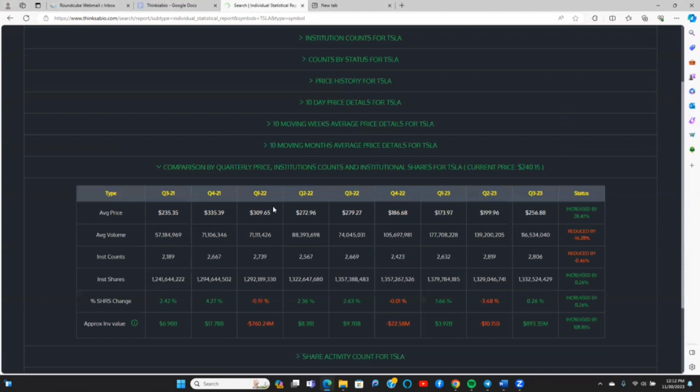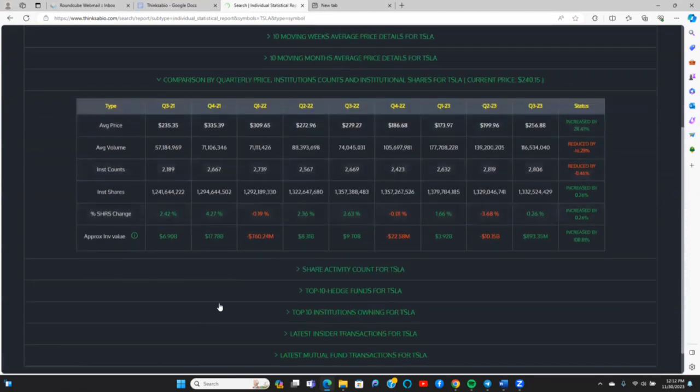And then comparison by quarterly price, institution counts, and institutional shares. This is a bit more in depth. It's very valuable. Over the last several quarters, from Q3 of 2021 to Q3 of 2023, it looks at average price, average volume, institution counts, institutional shares. Really valuable information here. This gives volume, pricing, and investment information. Really helpful information over a long range of time in one table.